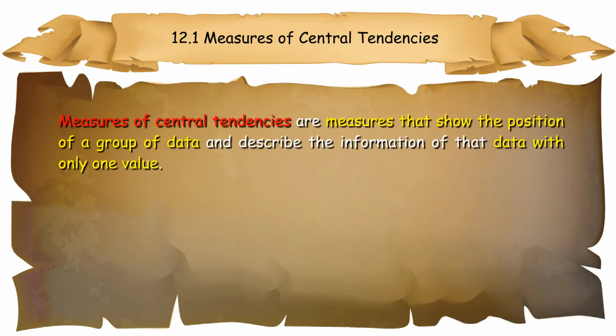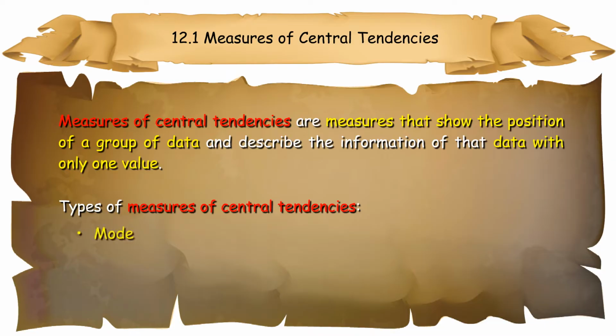Measures of central tendencies are measures that show the position of a group of data and describe the information of that data with only one value. The three types of measures of central tendencies are mode, median and mean.